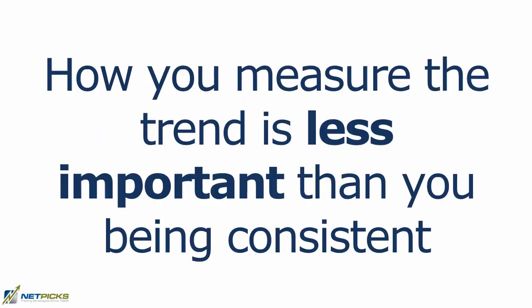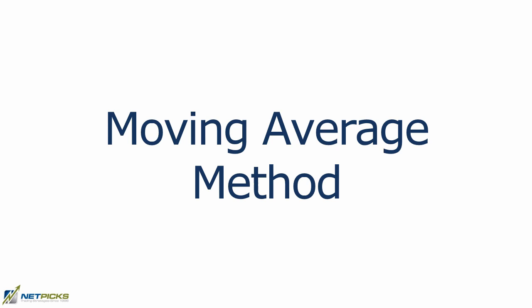So how you measure it is pretty much less important than you being consistent in how you measure it. And it's really easy to determine the trend, and then when the market changes direction, override your trading plan to catch the move. And this happens a lot when the market moves in the opposite way with momentum.